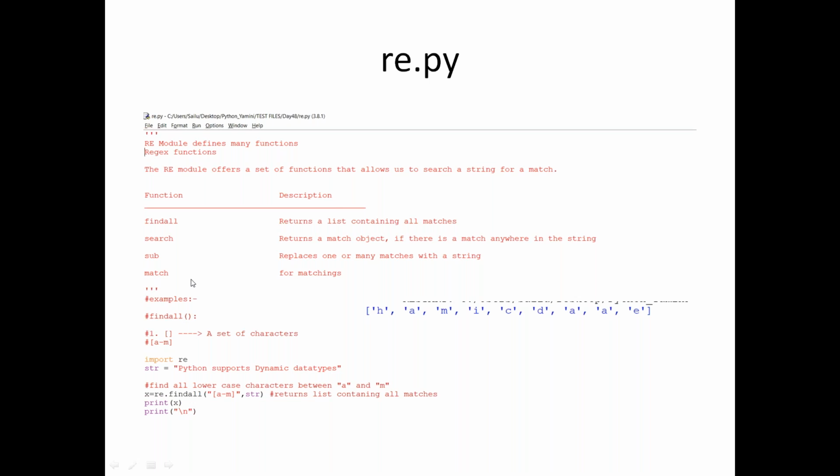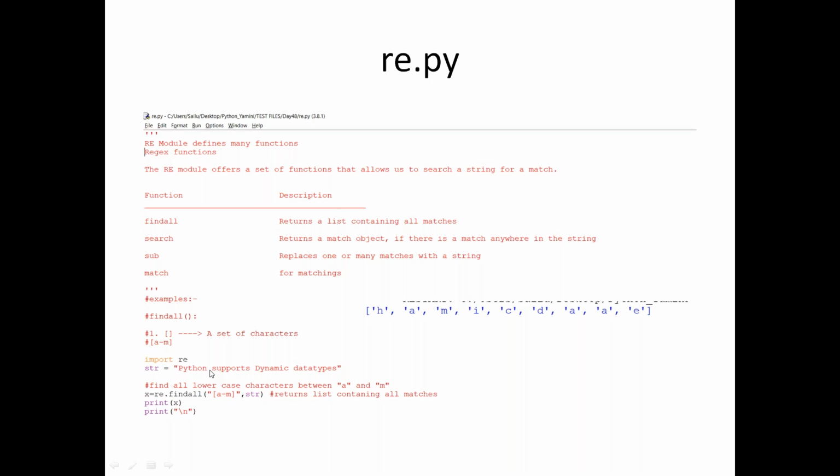Example: findall. How does findall work? I have a square bracket, a set of characters, so a to m. So import re. To use regular expressions in Python, first you need to import the package. So import re. The package will be installed. str: what I'm doing is I need to have a lengthy statement. Python supports dynamic data types. That is one lengthy statement I have.